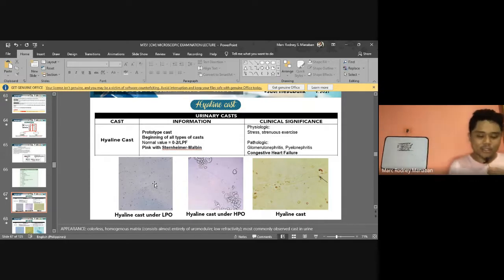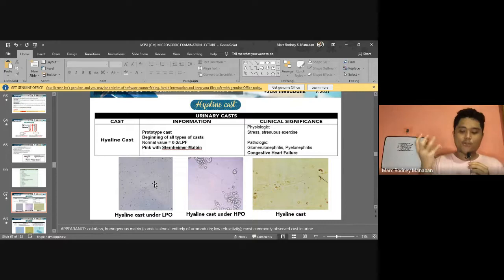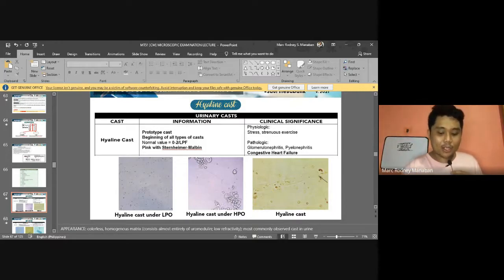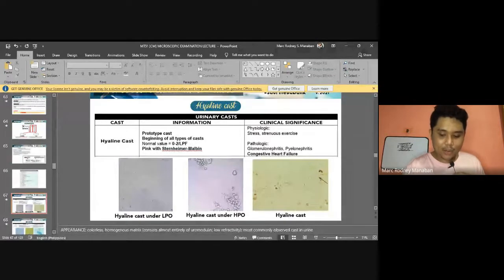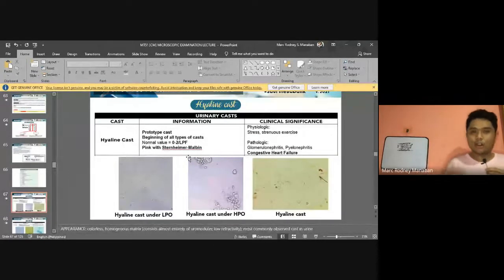That's why it is considered to have a low refractive index. It's entirely composed of protein. That's why it is hard to see if your light is very bright. So the best way to examine this type of cast in microscopy is with low light. Okay? Subdued light so you don't miss these structures, because they are not easily seen. Since their refractive index is low, they may blend in the background, so you won't see them. Okay?